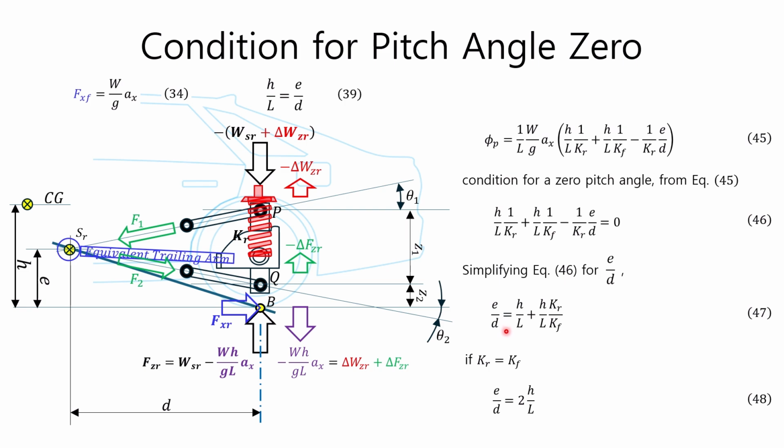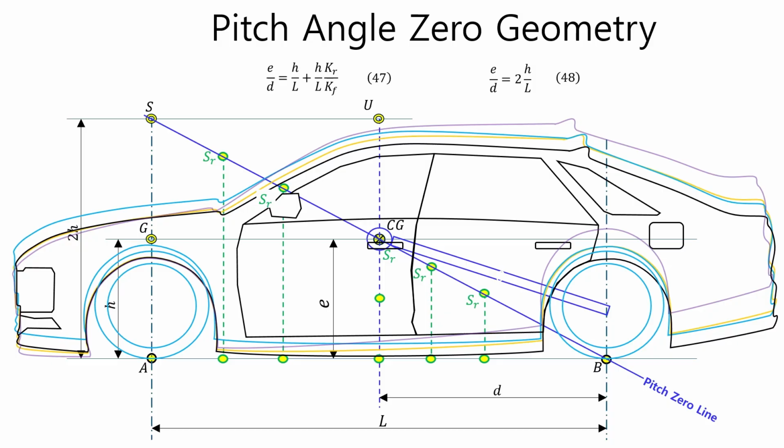In equation 47, if the front wheel rate is equal to the rear wheel rate, the condition for 0 pitch angle can be expressed as equation 48. Let's verify the above explanation with a figure. Let's look at the figure to see what geometry is needed to make the pitch angle 0. From the conditions expressed in equation 47 obtained previously, the geometry to make the pitch angle 0 can be expressed as shown here.